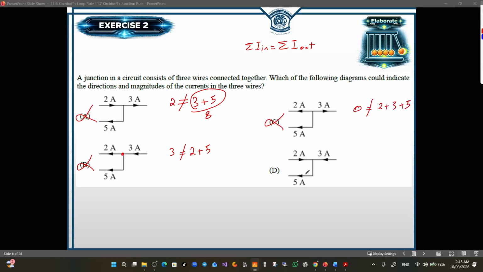Now what about D? Definitely D will be the correct answer because we have two currents entering the junction, 2 and 3, and this is exactly equal to the current that is leaving the junction. It's equal to 5, so the correct answer would be D.